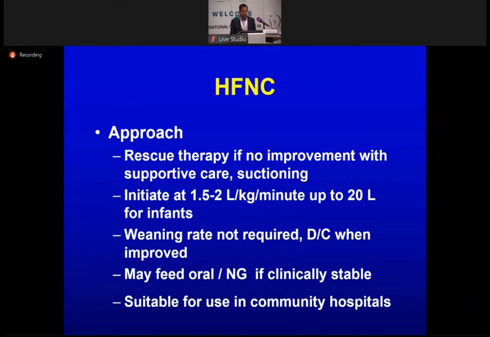We initiate it at 1.5 to 2 liters per kg per minute, up to 20 liters per minute for infants. And another good thing is that once you realize that the infant is breathing well, you don't have to wean it from 20 liters to 15 to 10. You can just stop it, completely discontinue it when improved. The other advantage is, like I mentioned, the infant can continue to feed orally or by NG if clinically stable, and it's suitable for use in community hospitals.